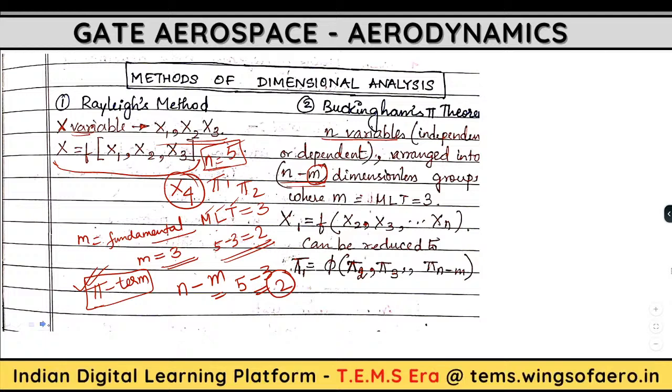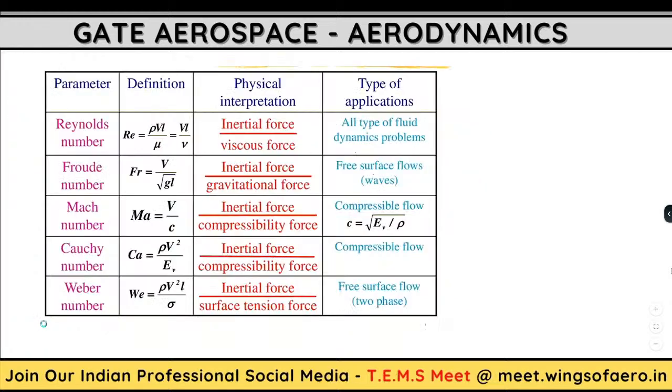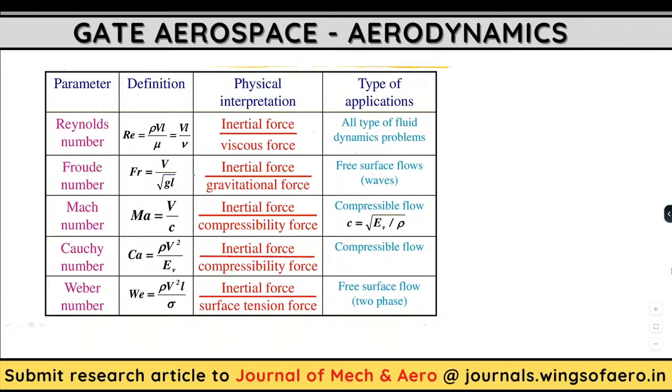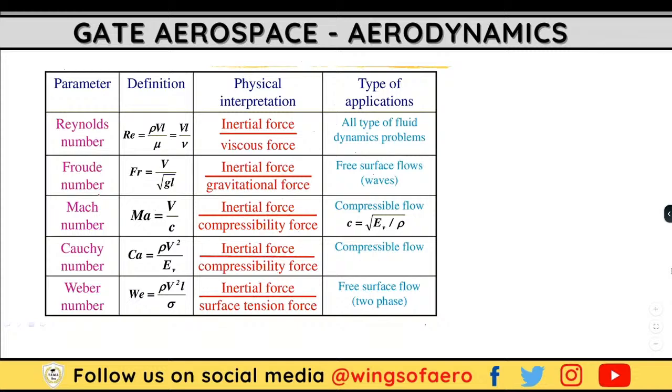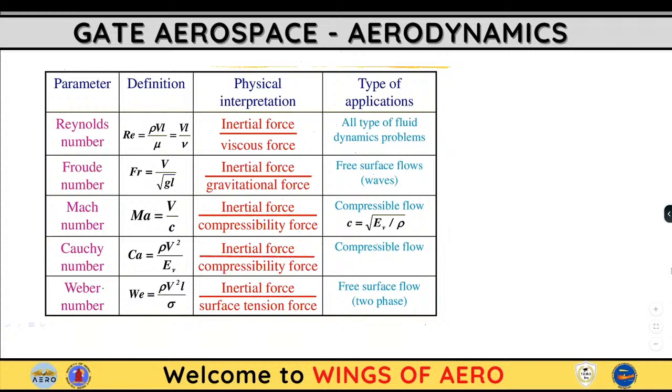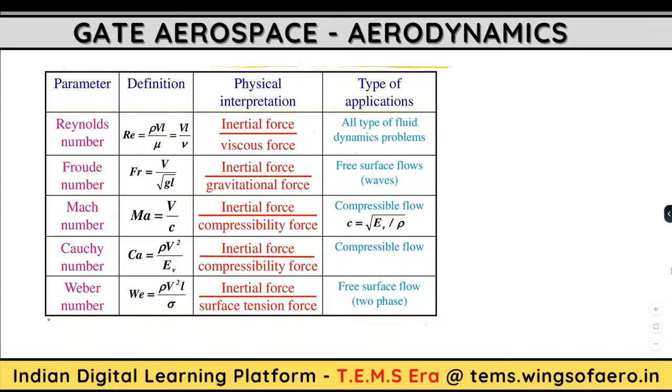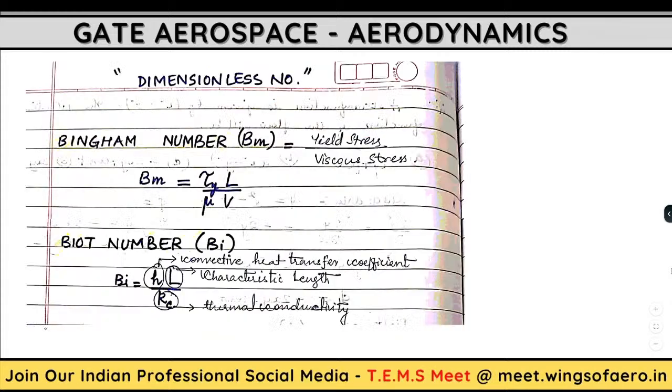Now, apart from that, you have to remember a few of the very important numbers. This is very important to understand. So what are the numbers we have? First we have the Reynolds number, Froude number, Mach number, Cauchy number, Weber number. These are the topmost, very important ones. But apart from that, we will have some more numbers. Here I am sharing that you have to remember these very important numbers.